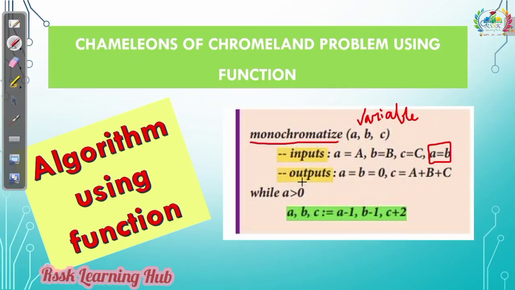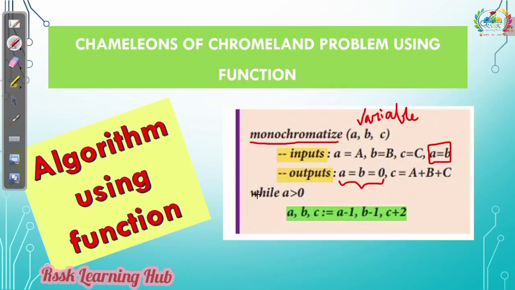Now moving to your output, what is the condition? What is the requirement you have to meet? If A and B are assigned 0, automatically C will get a value of A plus B plus C, right? That we discussed so far. You can understand it very easily, I think, right?